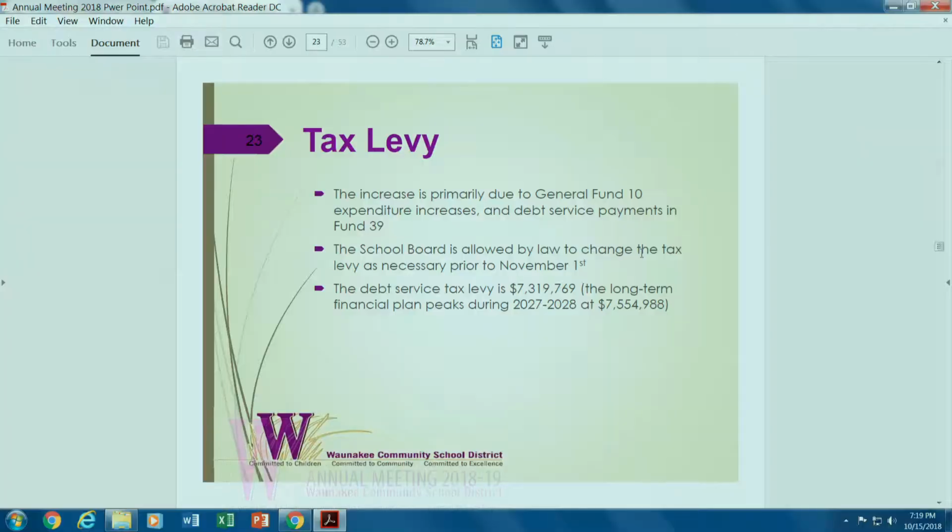And the debt service levy, which is part of the larger levy, is $7.3 million. And you can see that by 27-28, that will be where our financial plan peaks. And then we'll have decreases in the debt service beyond that.